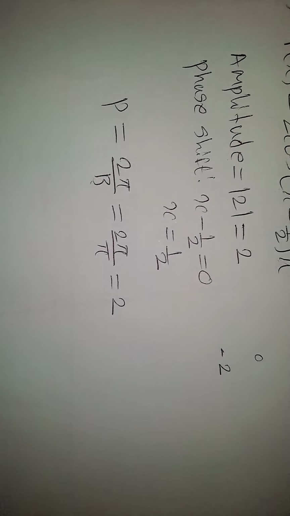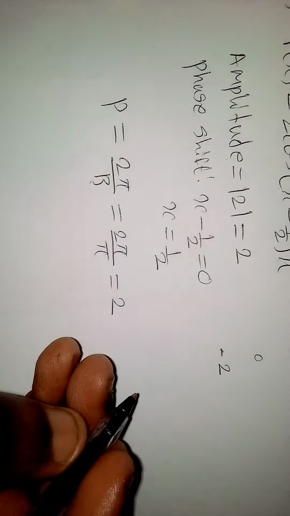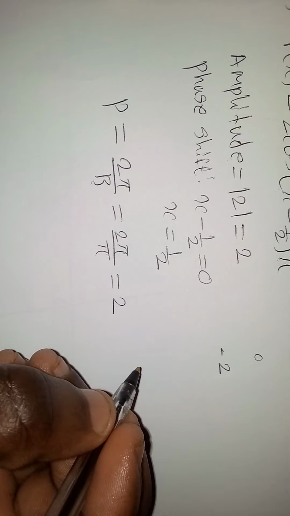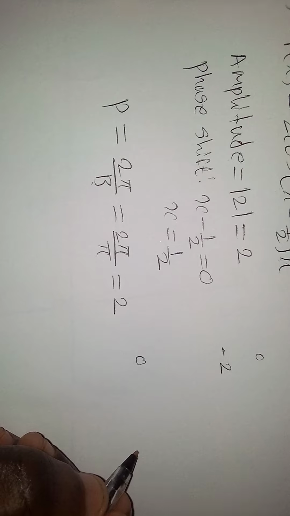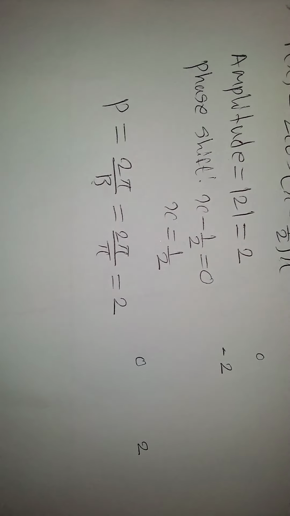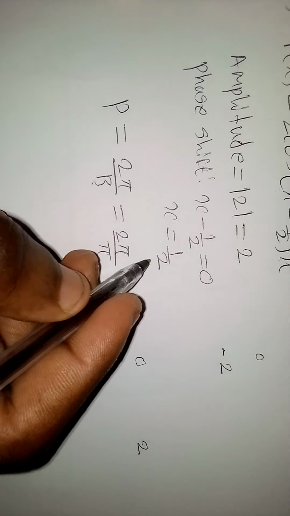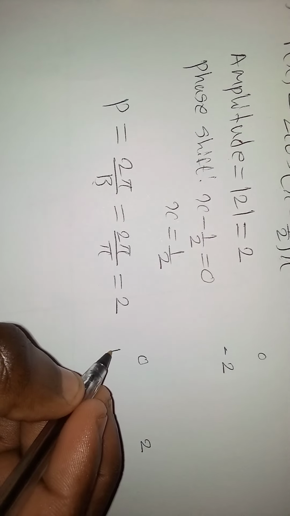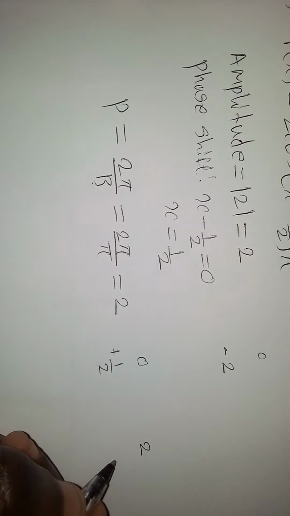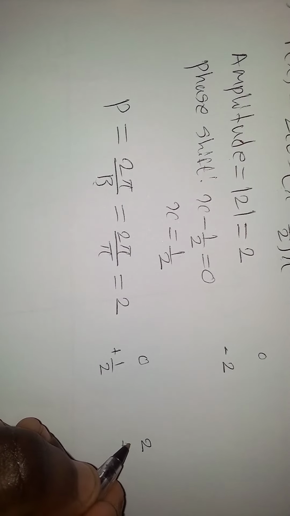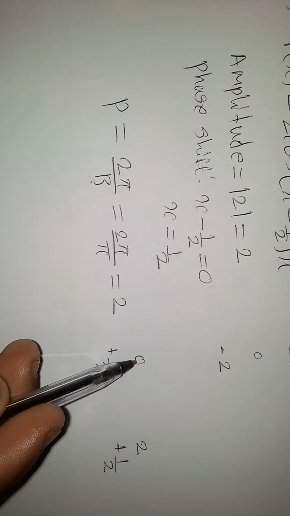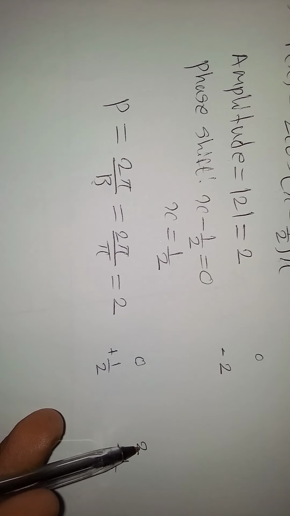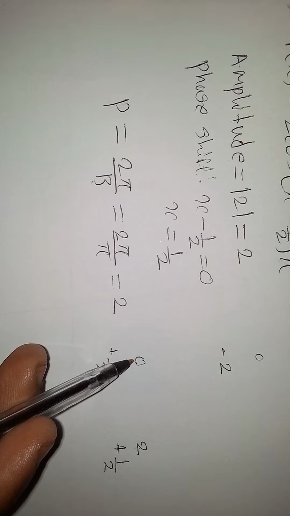Okay, so you can see that this function was supposed to be on an interval 0 up to 2. But now there is a phase shift, which is 1 over 2. So we can add plus 1 over 2 to this point, and to this one too. It was supposed to start from 0 up to 2, because 2 is the period, and 0 is where it was supposed to start from.